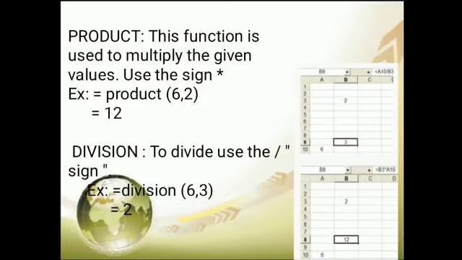Next one is PRODUCT. This function is used to multiply the given values using the star sign. In MS Excel, if you want to multiply two numbers, we have to give the star sign, and for example we have to start with the equal sign and PRODUCT, and in the bracket we have to give the range. Next one is division. To divide, use the slash sign. For example, if you want to divide any two numbers, first we have to put the equal sign and it will give the result.